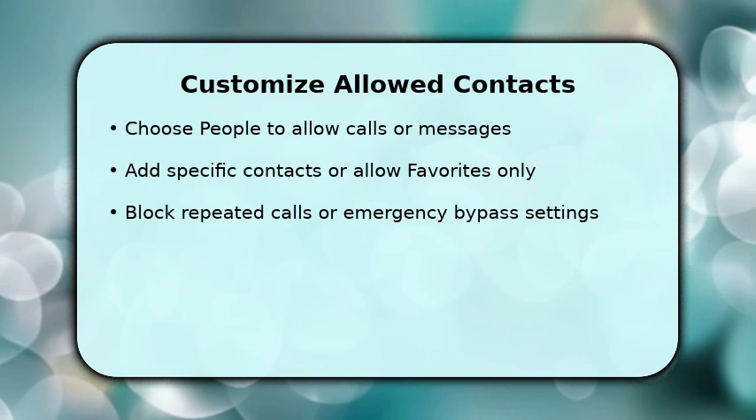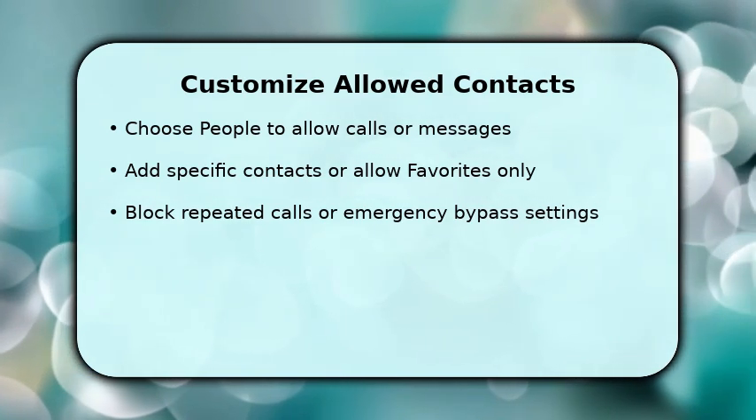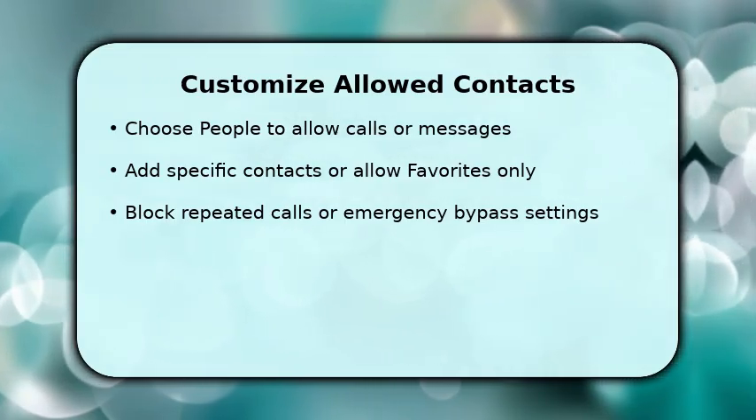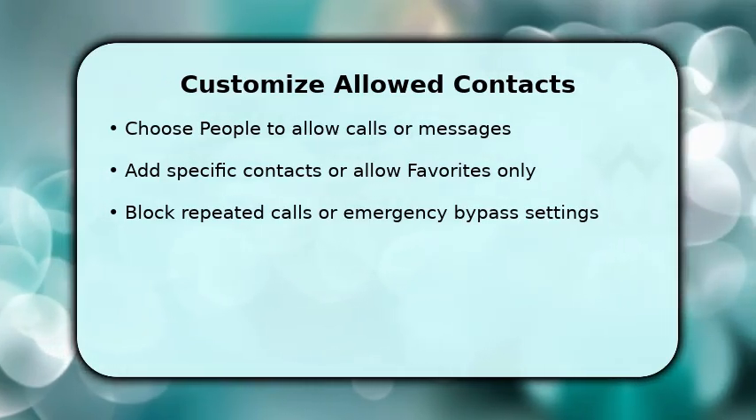Now you customize who can contact you. Tap People and add specific contacts or pick favorites so trusted people still get through. Once added, decide whether calls, messages, or both are allowed from those contacts. This matters if you expect urgent reachability.